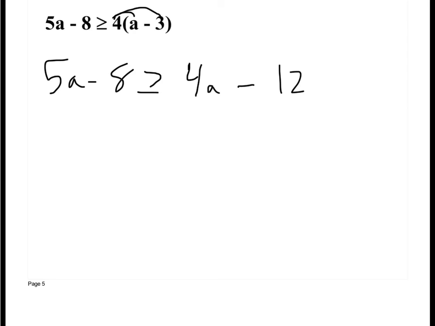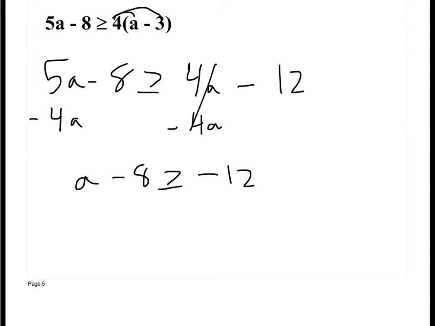I have to get the variable on the same side. So I want to move the smaller one, which is 4a. Since it's positive, I have to subtract. 5a minus 4a is a. So I have a minus 8 is greater than or equal to negative 12. I add 8 to both sides. a is greater than or equal to negative 4. And that's my answer.